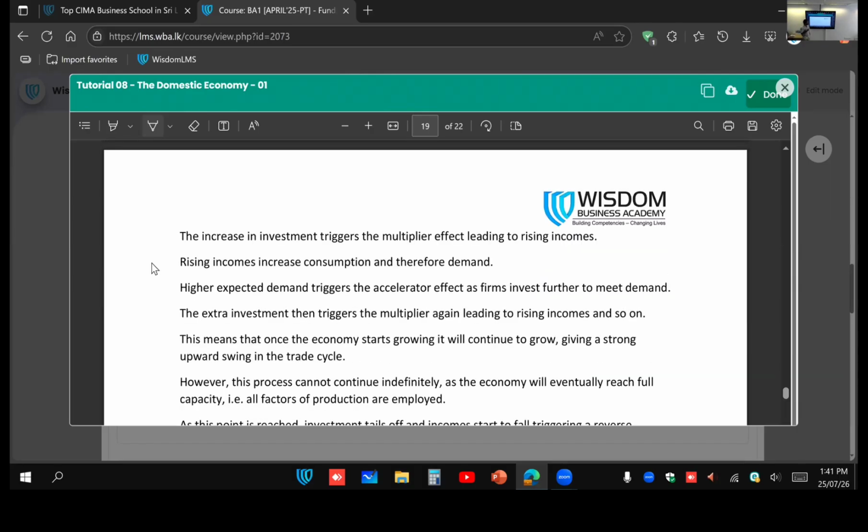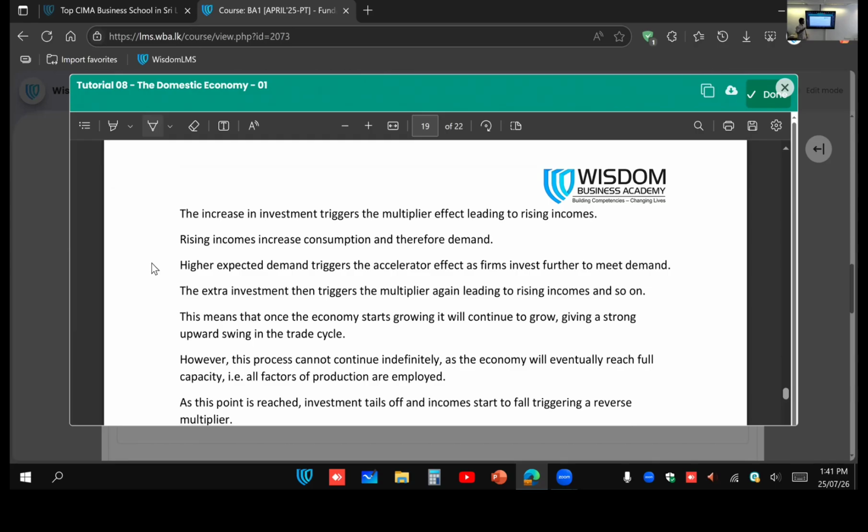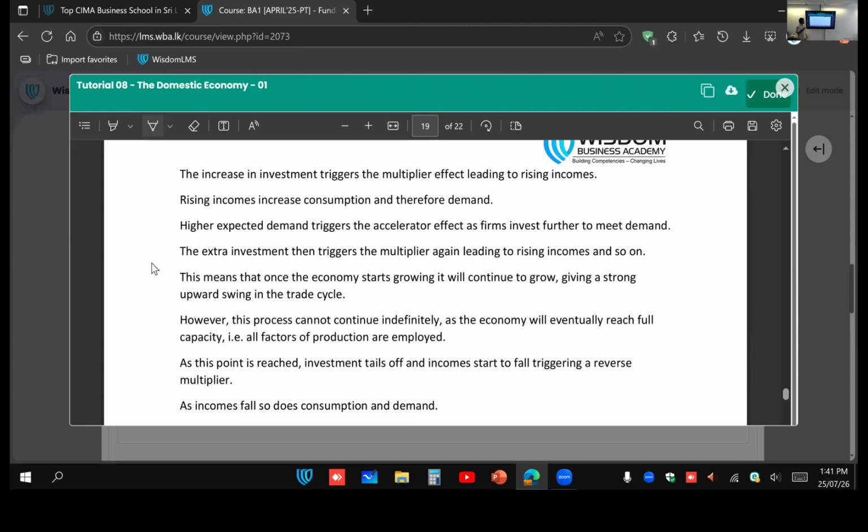So the increase in investment triggers the multiplier and the accelerator effect. Both started with increasing national income, which was basically by investments. The increase in investment triggers the multiplier effect, leading to rising incomes. Rising incomes increase consumption, the same old story. Higher expected demand triggers the accelerator effect as firms invest further to meet demand. The extra investment then triggers a multiplier, again leading to rising incomes, and so the cycle goes on.